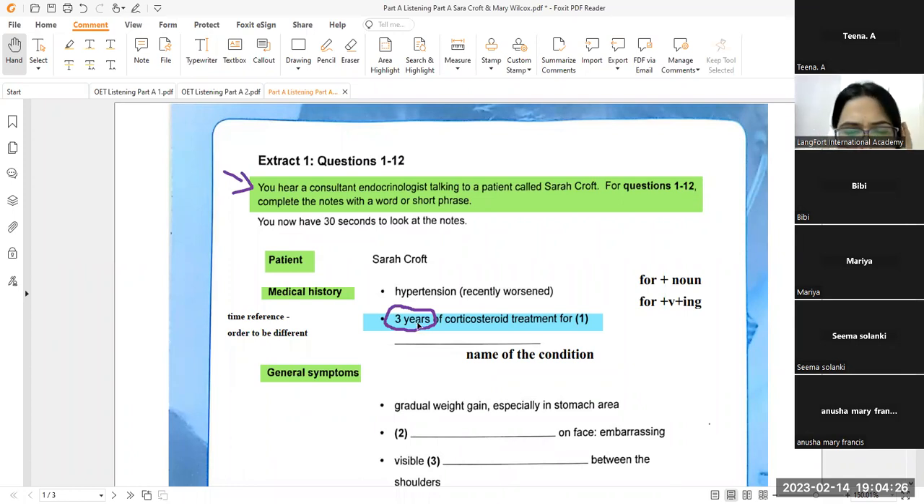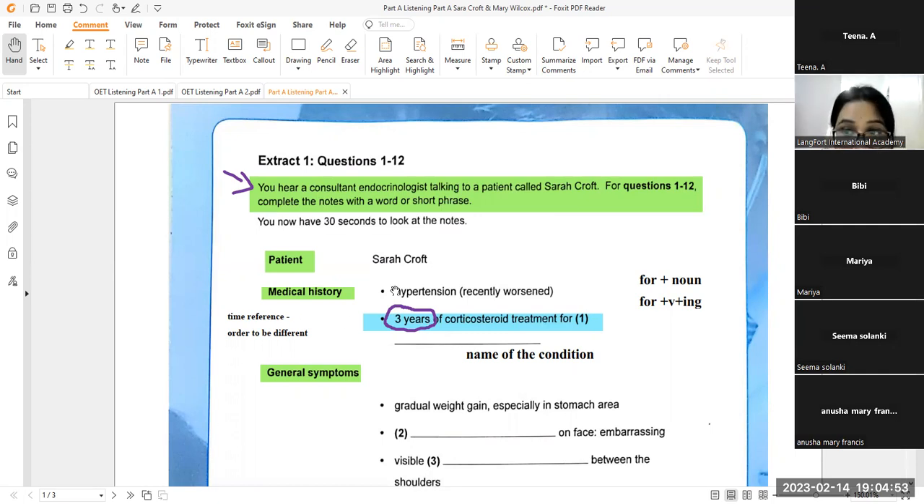So don't be like, okay, after they mention 3 years, I will get my answer. Not necessarily. Don't think that after the word treatment, I'll get my answer. They can also say, for this particular condition, I've been taking treatment for 3 years using corticosteroids. They can also say that. So don't assume you will get your answer exactly after the words 3 years. It's not like that.